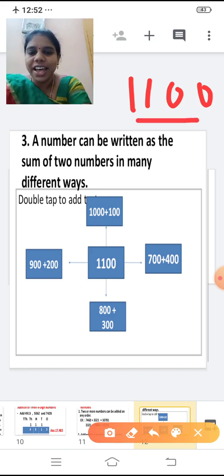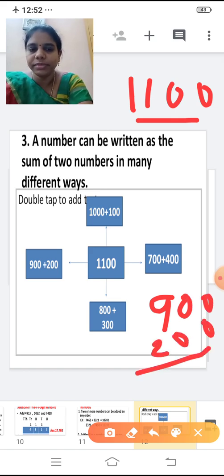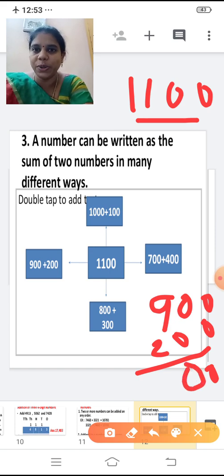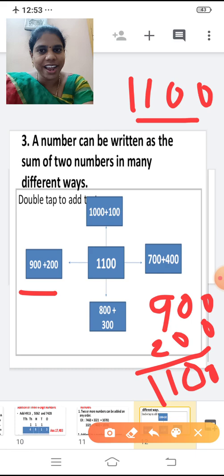Shall I write like this? 900 plus 200. Add 900 plus 200. 0 plus 0, 0. 0 plus 0, 0. 9 plus 2, 9, 10, 11. So when you add 900 plus 200, the answer is 1,100, right?